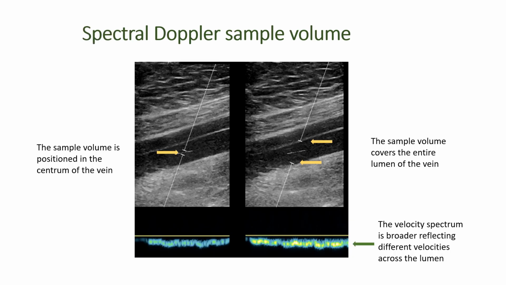The flow velocity profile in a blood vessel is such that the highest velocities are in the center of the vessel and the lowest velocities are close to the vessel wall. A small sample volume positioned in the center of the vessel lumen has the narrowest spectrum. Increasing the sample volume leads to broadening of the spectrum even in normal vessels.